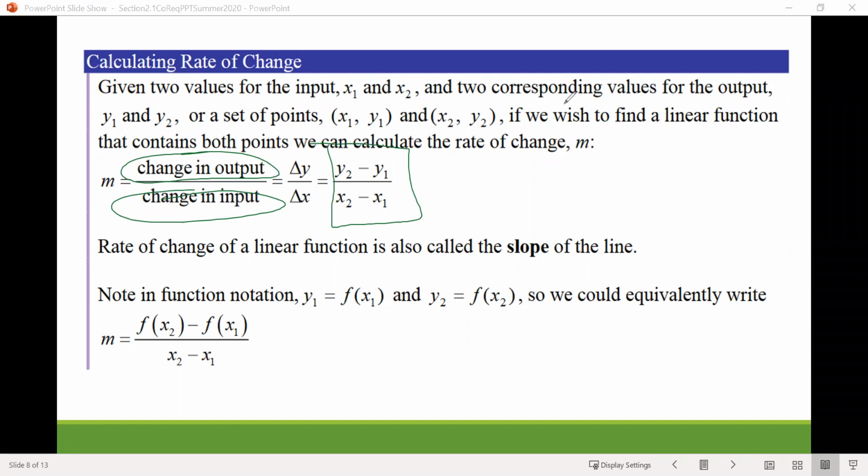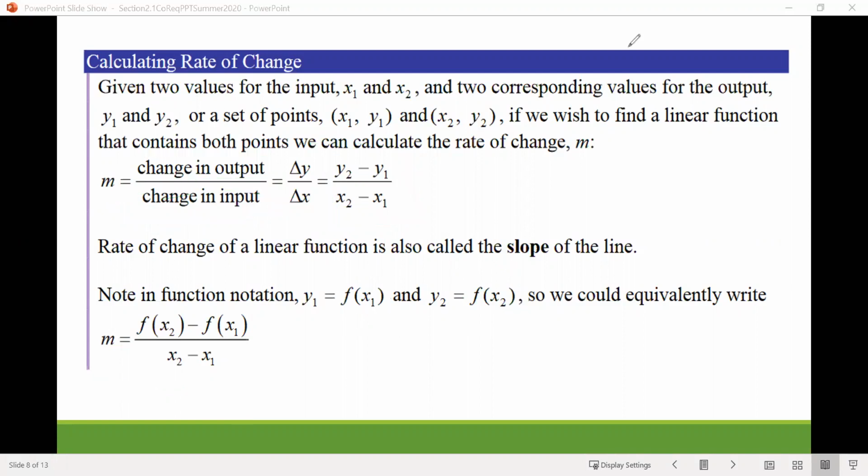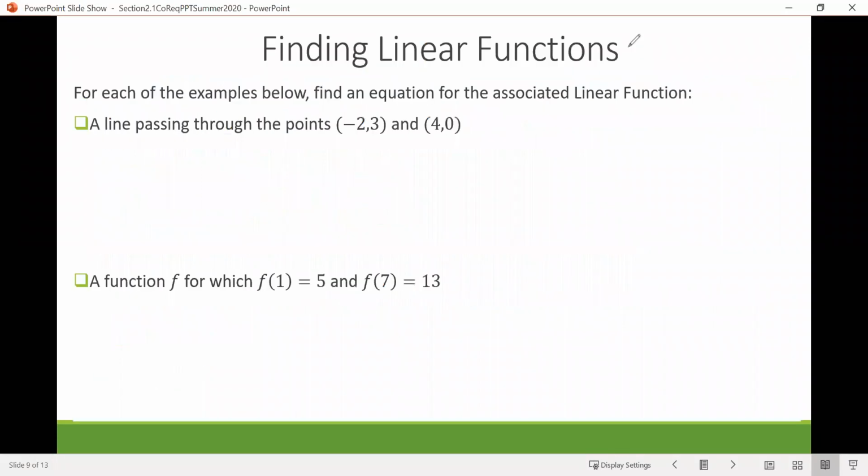And as an example of that, let's say we have a function f and we have 2 points x1 and x2, and their outputs f of x1 and f of x2. Well, notice that this formula looks very similar to the one we used in chapter 1 for finding average rate of change. So we can find our slope by doing f of x2 minus f of x1 over x2 minus x1.